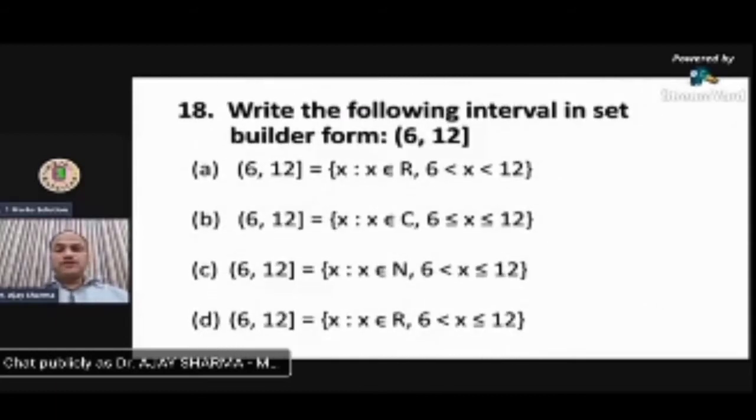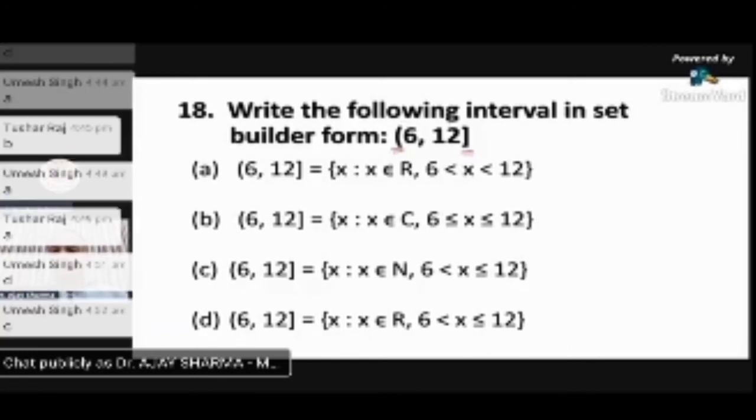Now write the following interval in set builder form. So we have interval 6 and 12. But look here, this side it is open interval and this side it is closed interval. You know, open interval means the element will not be equal to 6. Closed interval means elements can be equal to 12. So here the equal to sign can be there, here the equal to sign is not there.